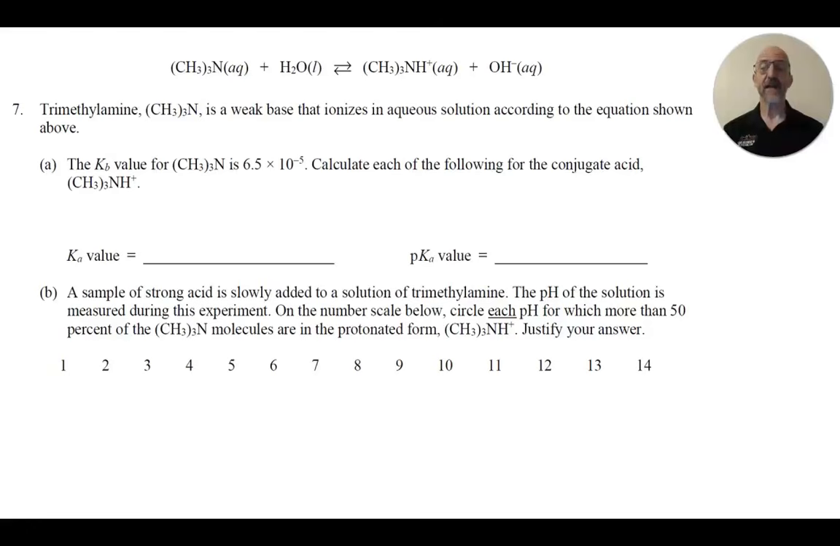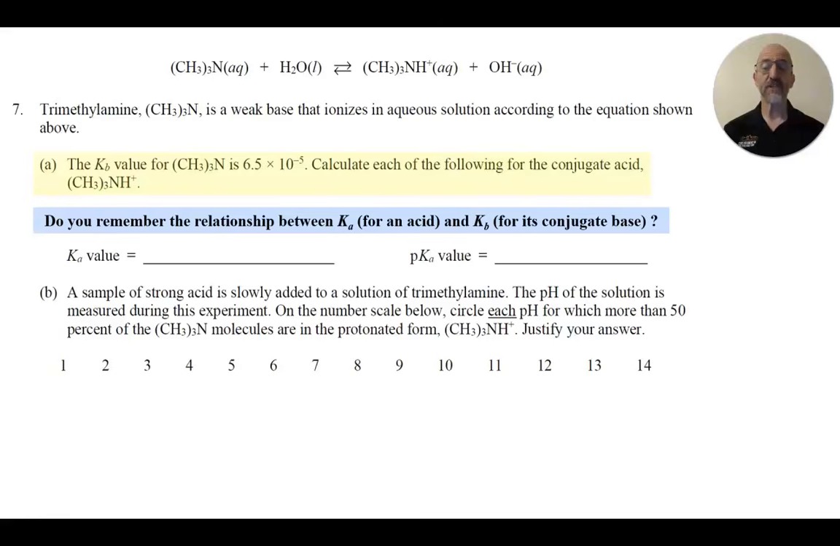Question 7 says that trimethylamine, which happens to be another example of a nitrogenous base, it contains a nitrogen atom, is a weak base that ionizes in aqueous solution according to the equation shown above. And in part A, it says that the Kb value for trimethylamine is 6.5 times 10 to the negative 5. Calculate each of the following for the conjugate acid, which has the chemical formula (CH3)3NH+. So you'll see that's the conjugate acid, which is located on the right side of that equation shown above. So what is the Ka value for the conjugate acid?